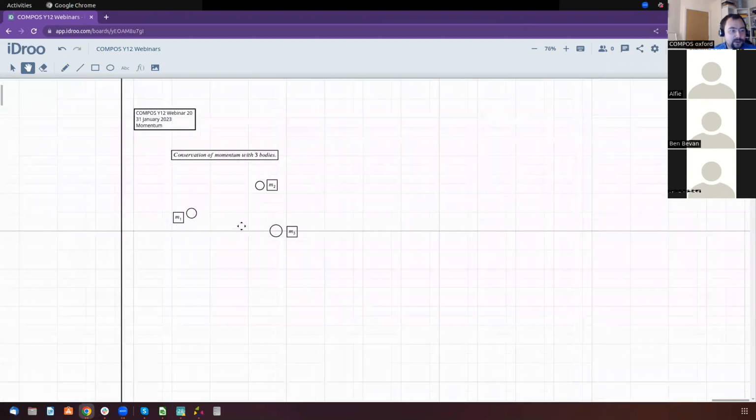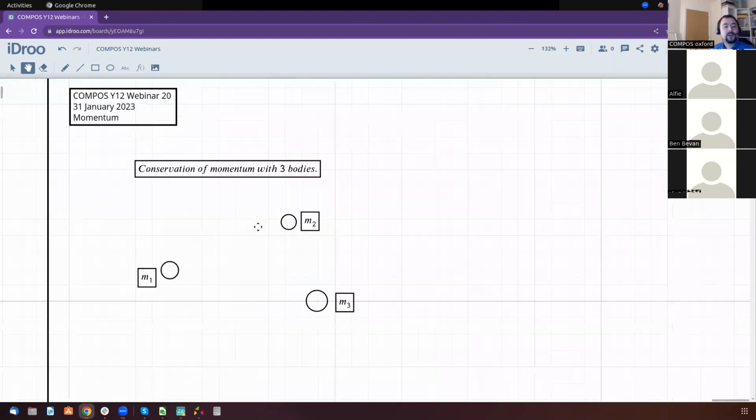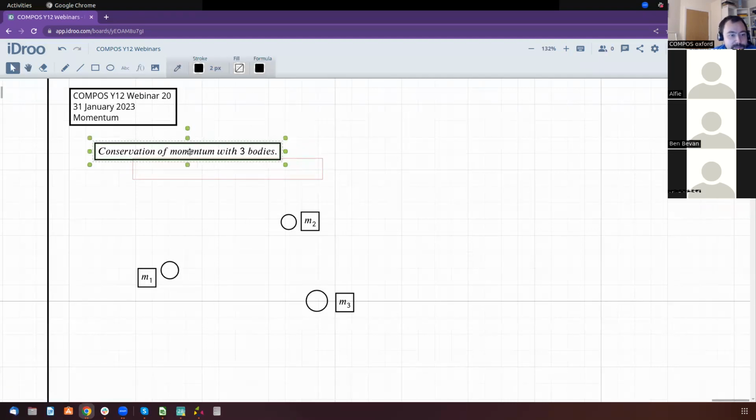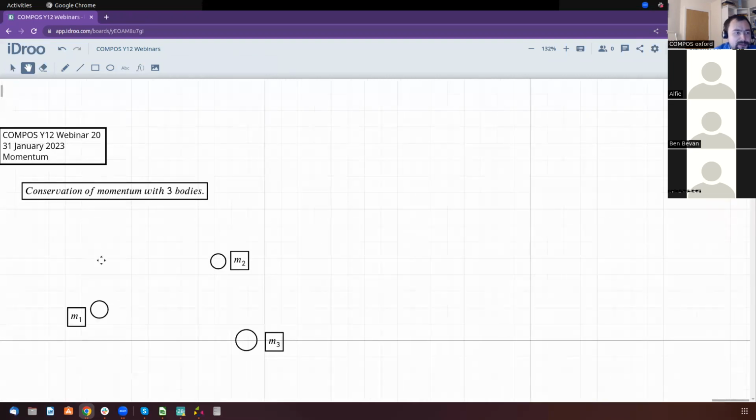Right. So first of all, we need to be able to prove the conservation of momentum. So let's say we have three bodies, three objects. I'll just quickly remind you, momentum is defined as mass times velocity. Momentum is mass times velocity. So momentum is a vector.